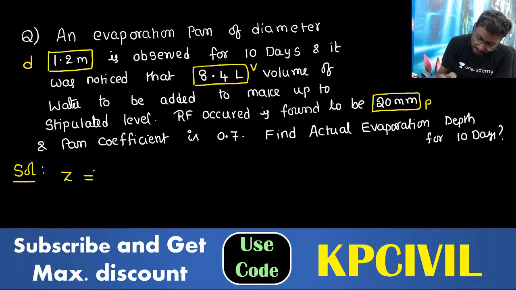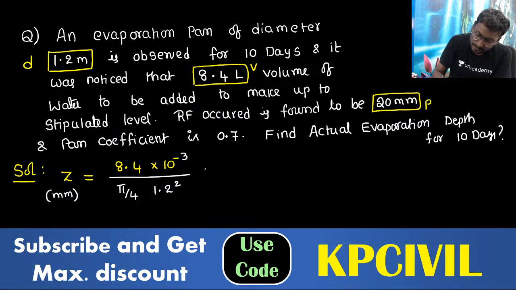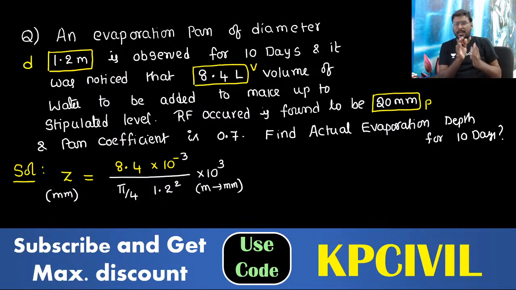First, Z is equal to 8.4 liters converted to meter cube into 10 power minus 3, divided by area pi by 4 d square, 1.2 square. As we need Z in millimeter, multiply with 1000, converting meter to millimeter. Multiplied with 10 power minus 3 to convert liter to meter cube. Then meter cube by meter square is meter. You are converting meter to mm by multiplying with 1000.